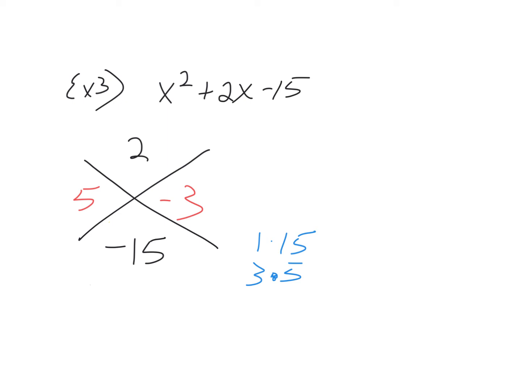So again, when we write our factors, our two binomials, we have our x plus 5 and our x minus 3. And it doesn't matter what order you write these in. These are the factors. And when you multiply them using the distributive property that we learned in a previous lesson, you get that answer.